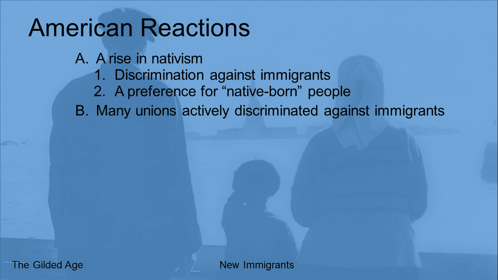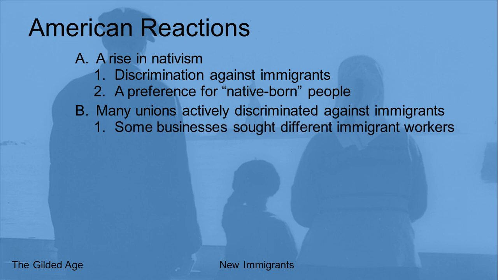During the Gilded Age, a lot of unions are going to be part of this nativism stuff. They actively discriminate against immigrants because one of the first jobs immigrants have is strike breakers. Some businesses actively seek out workers who are from these different ethnic backgrounds.